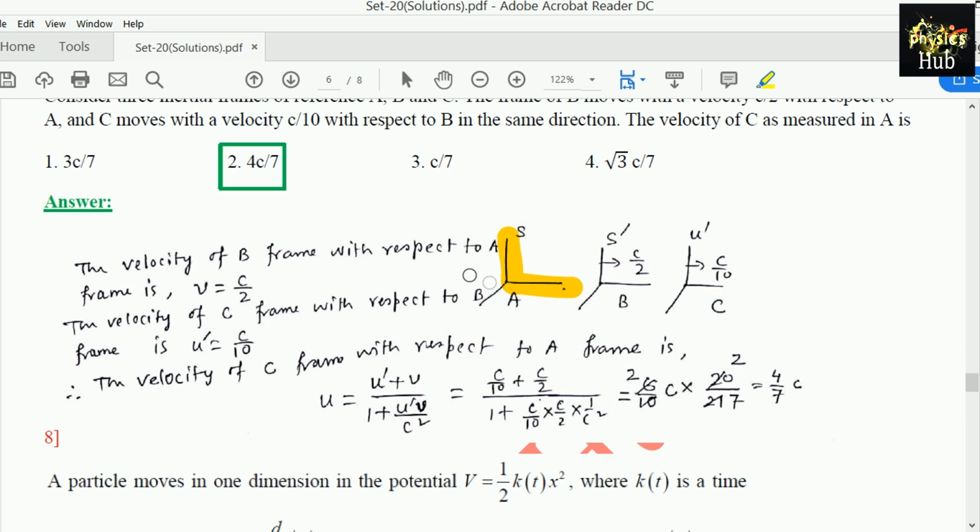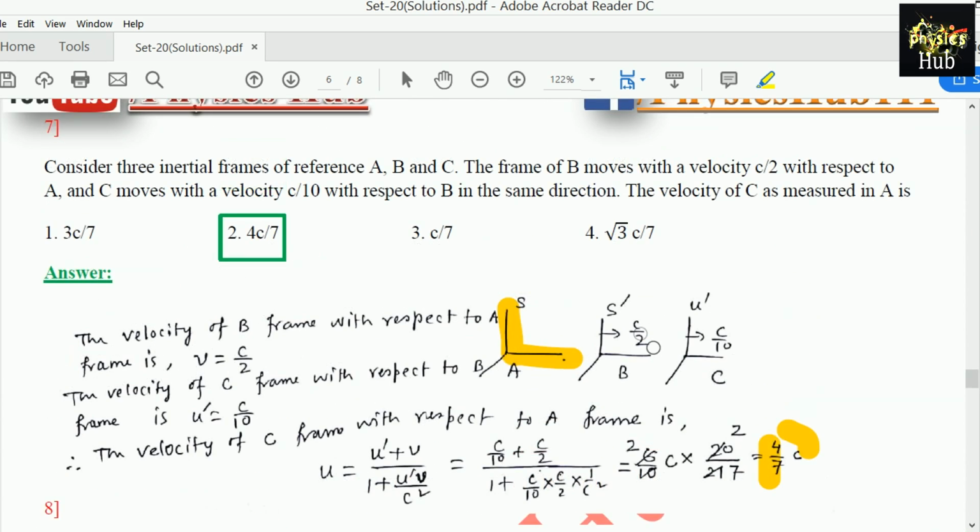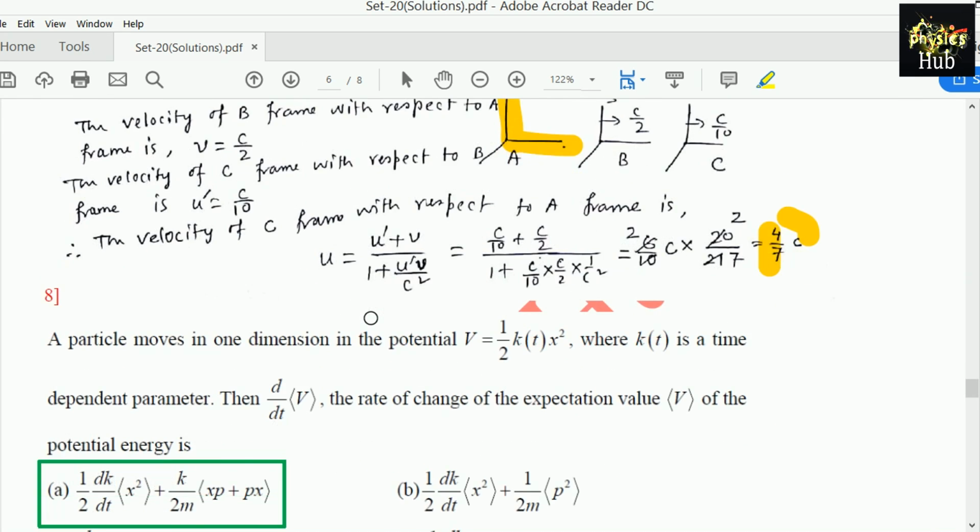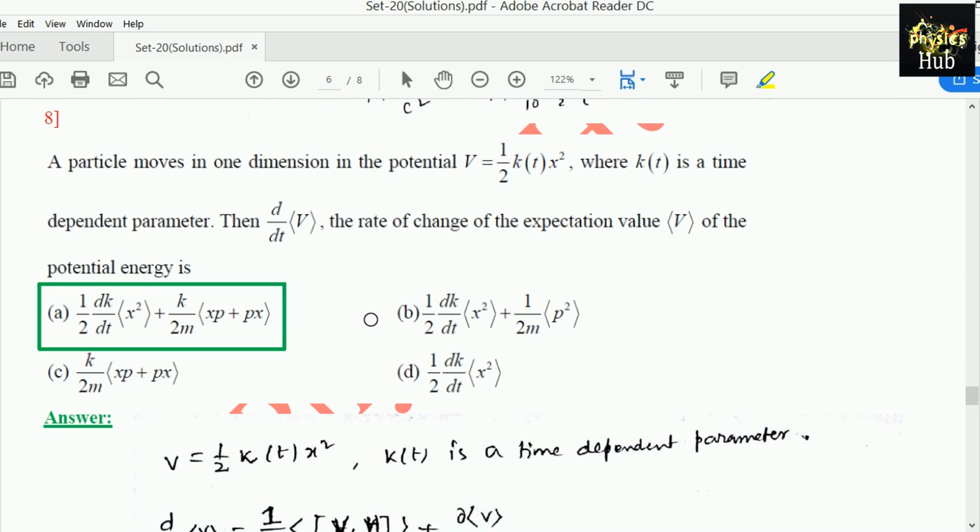The velocity of B frame with respect to A is V equals c by 2. The velocity of C frame with respect to B frame is u prime equals c by 10. Therefore, the velocity of C frame with respect to A frame is u prime plus V by 1 plus u prime V by c square. If you calculate it, you will get 4 by 7 c. So this is basically the Einstein velocity addition formula, and using that you can easily get 4 by 7 into c. So option 2 is the correct option. Moving to question number 8.